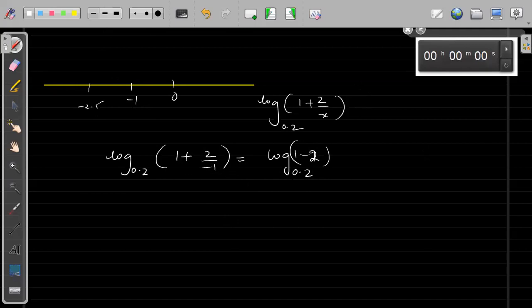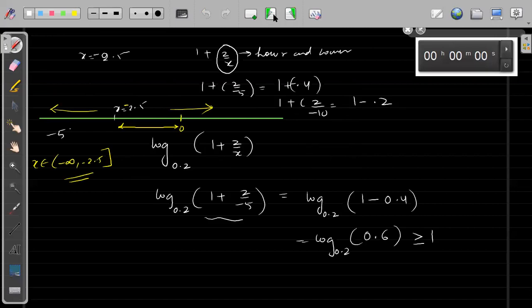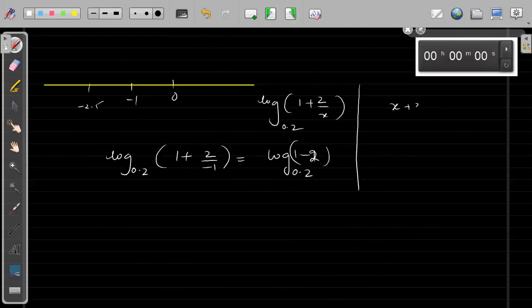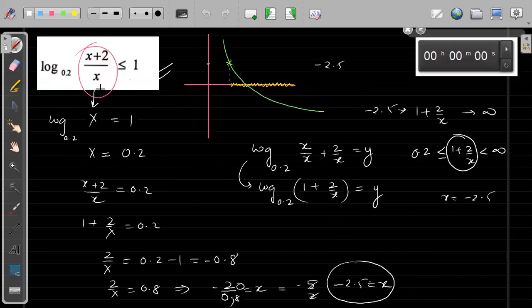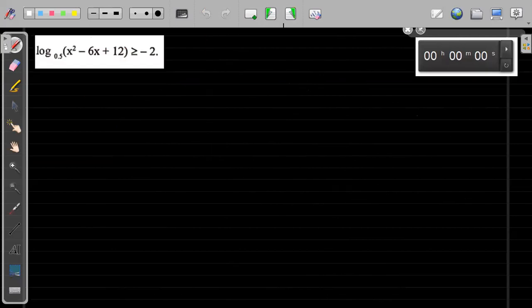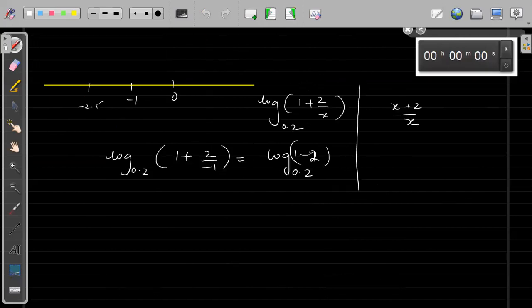See, one thing which we forgot: this x plus 2 by x. First thing is that x plus 2 by x, in log base 0.2 of x plus 2 by x, this part should be greater than 0, yes or no? First thing, Ashwin Murugan, this part should be greater than 0, yes or no?